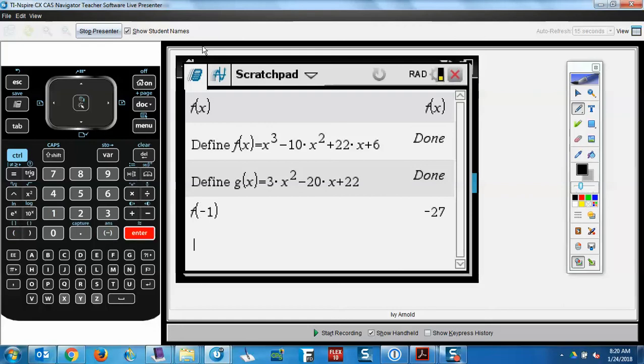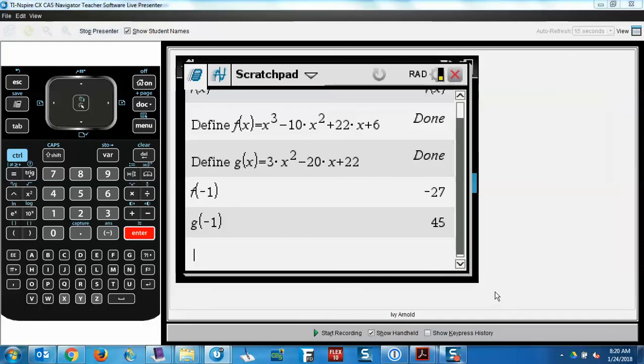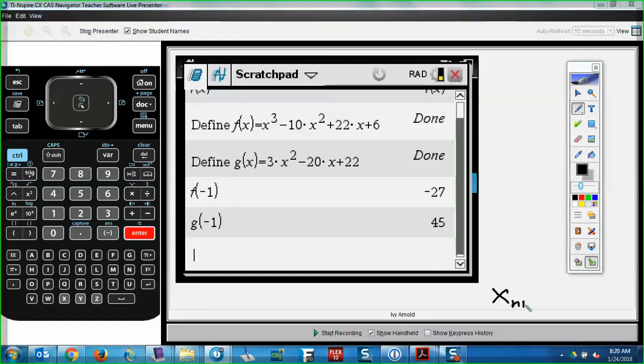And then let's do g of -1. Okay, and then what was the formula? So this isn't the table. What was our formula? It was x sub n plus 1 equals x sub n minus f of x sub n over f prime. That's our Newton's method formula. So we're going to take our guess minus this division right here. We've just done f and g, which is f and f prime. We're going to divide and then subtract.